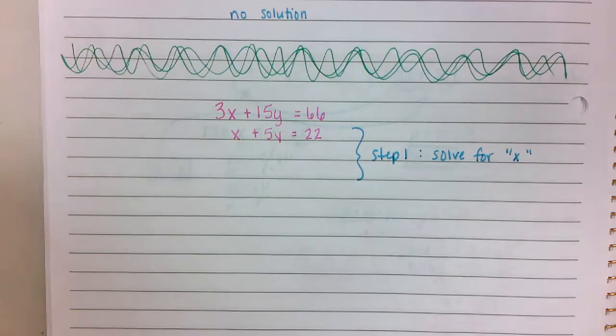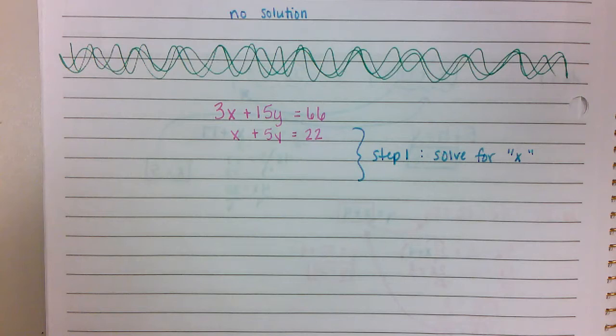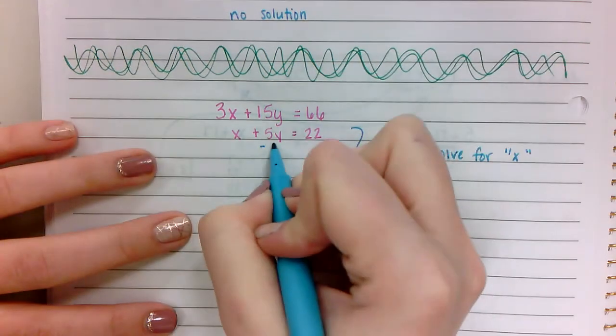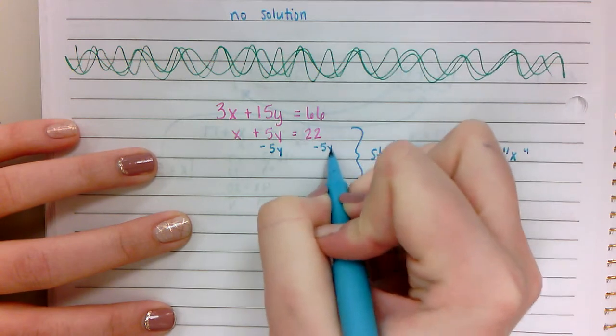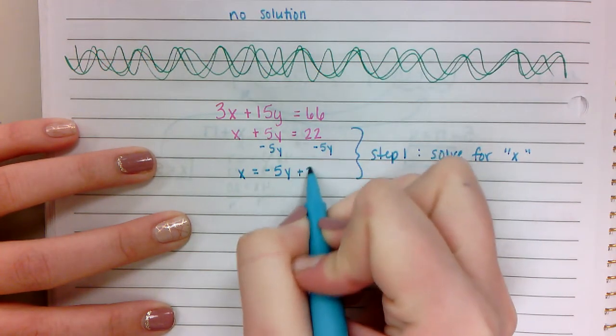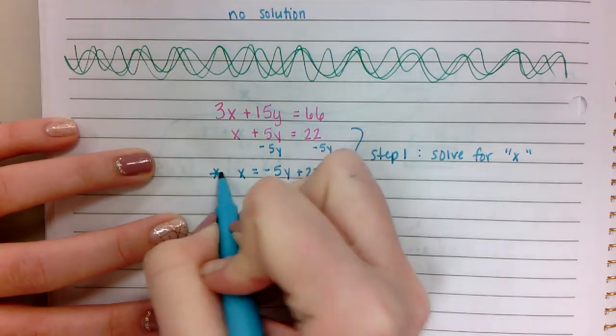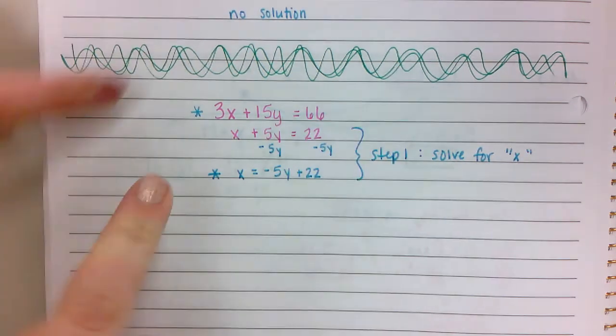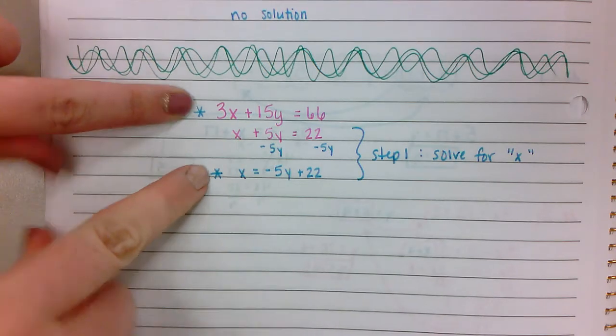So in these examples, it's easier to solve for x. In yesterday's examples, we were solving for y. Whatever letter is easiest to get by itself. So I'm going to move this over there and get x is set equal to negative 5y plus 22. So now this is my equation and this is my equation. These are my two systems that I'm going to use.